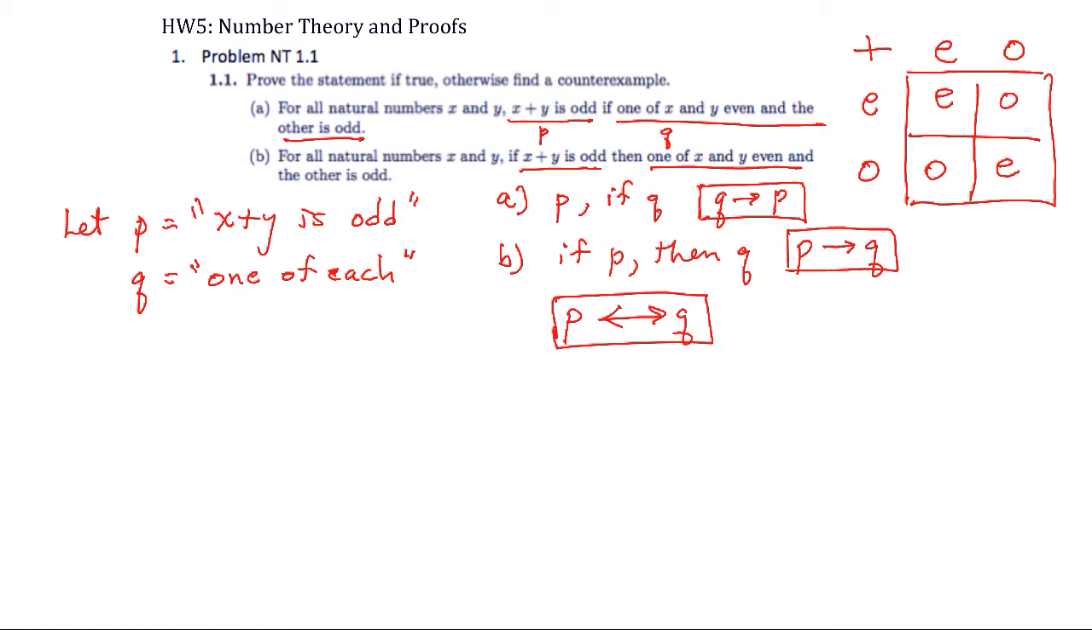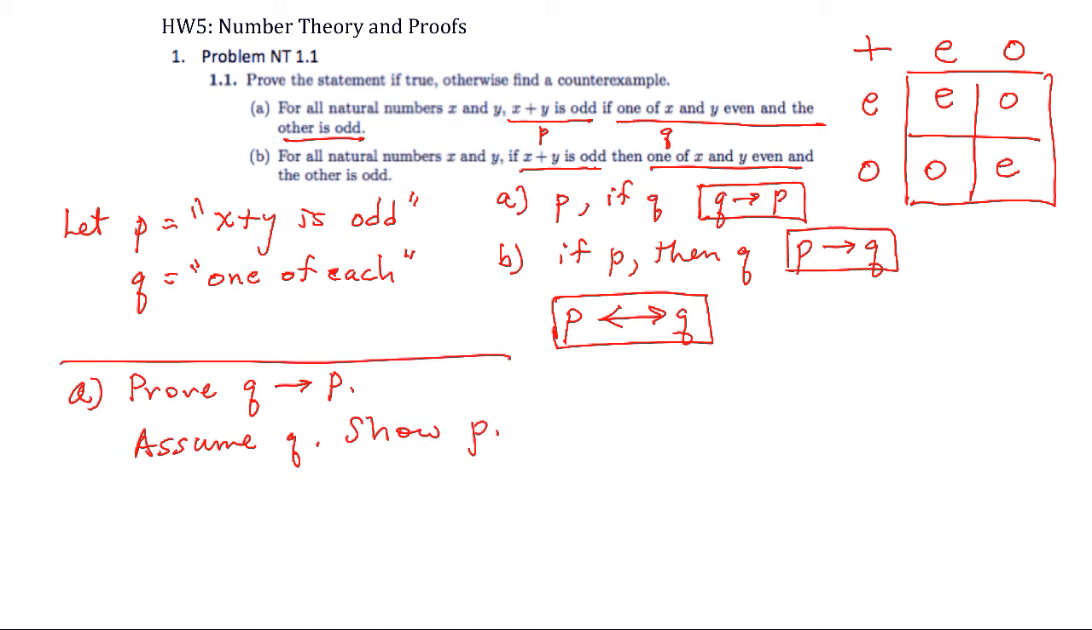So I'm going to do part A first, and I need to prove if Q, then P. Q is the statement that we have one of each. So I'm going to do this one as a direct proof. I'm going to assume Q and show that P follows. Okay?